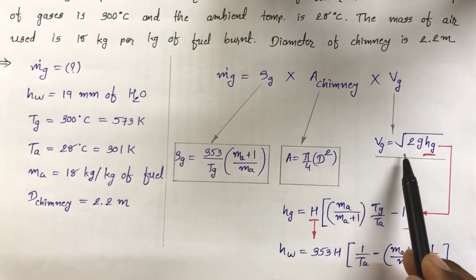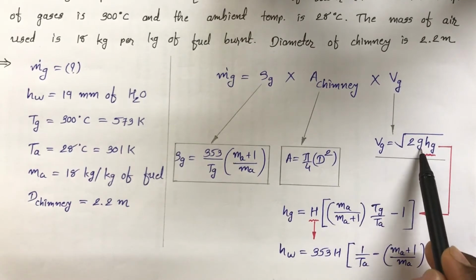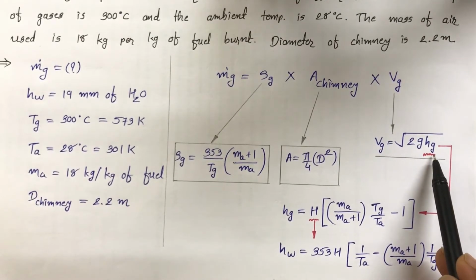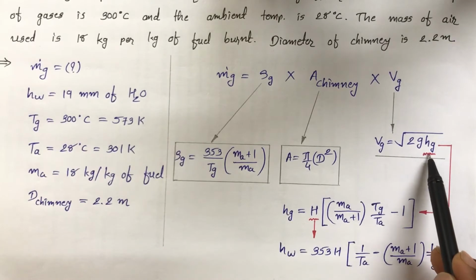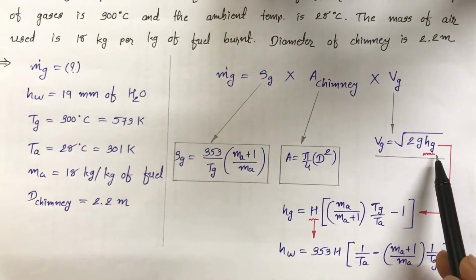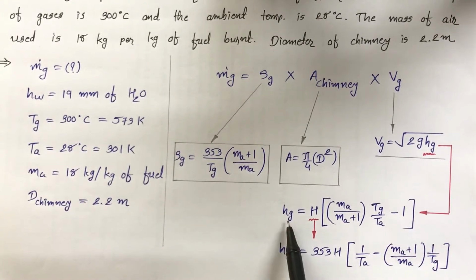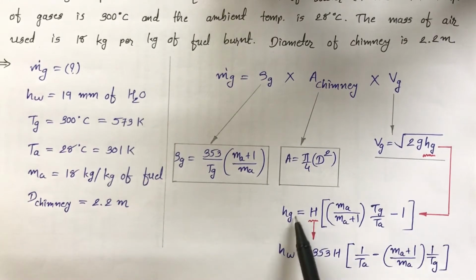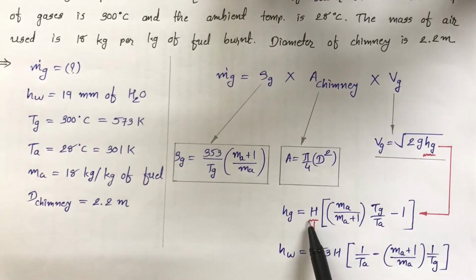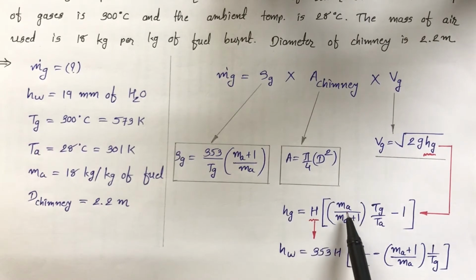Equation for Vg is equal to square root of 2g into hg when head loss due to friction is 0. Now here hg is unknown. So you have to find hg first. Use this equation for finding hg. In the equation of hg, capital H is unknown. Ma, Tg and Ta, these values are given to you.